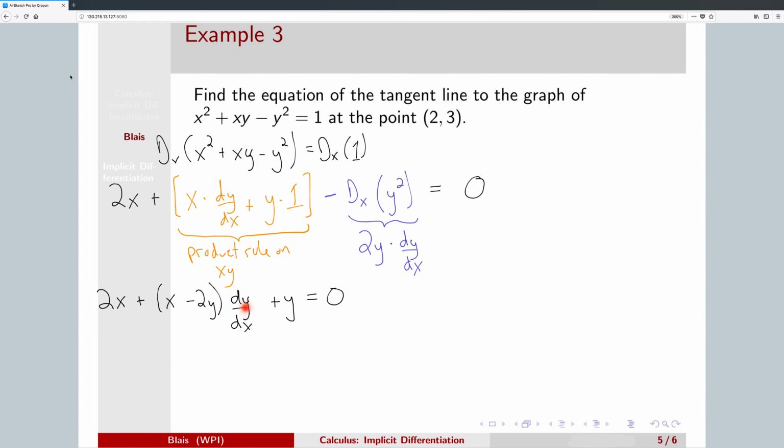So we have quantity x minus 2y times dy dx equals negative 2x plus y, or dy dx equals negative quantity 2x plus y over x minus 2y.